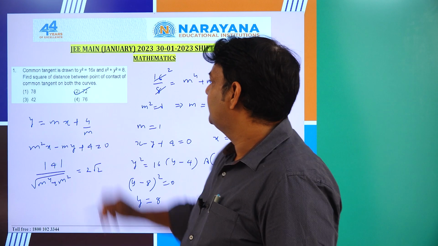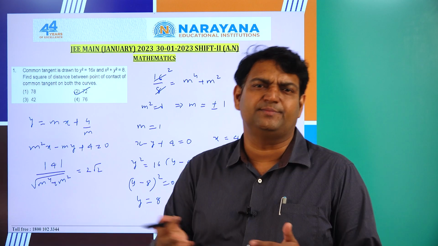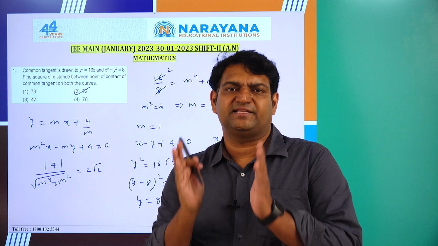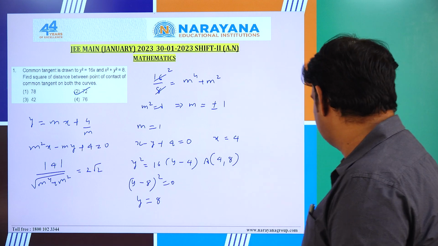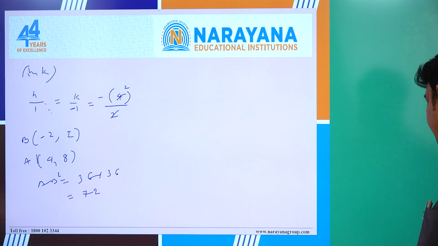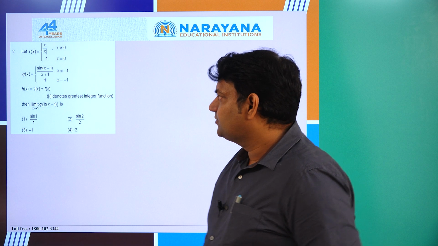That is this option. Now you can ask me why I am not going with m equal to minus 1. Because the graph is clearly symmetric about the x axis, if you go with m equal to minus 1 also, you will get the same length square. So the answer should be 72 for the first problem. It's a good problem actually.